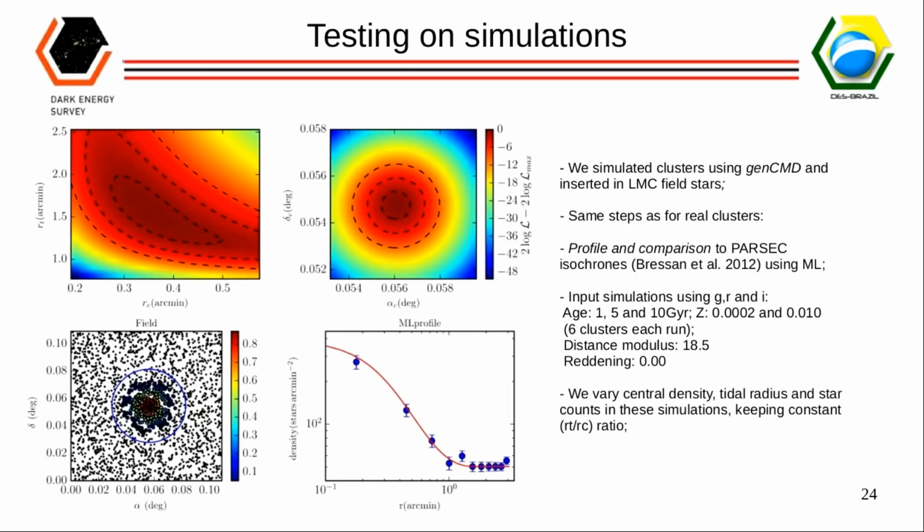Before applying to the LMC cluster candidates, we applied the technique to simulated clusters. We simulated clusters using GEM CMD, following the same steps as for the real clusters. The figure here is one example of recovering the structural parameters. Again, the King profile is applied to determine these cluster parameters. This figure is one example. Instead of applying to just one cluster, we simulated a set of clusters.